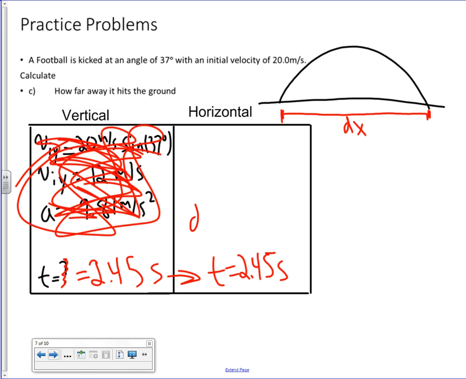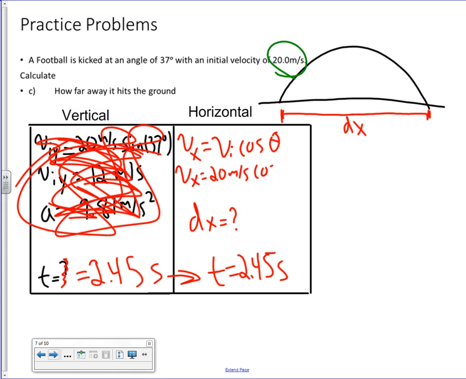Anyways, so t is 2.45 seconds. We are looking for Vx, and we can find it. We know that the initial velocity, the hypotenuse, resultant vector, is 20 meters per second. And we use our equation, Vx equals Vi cosine of theta, and sub in. Then we find Vx to be 16.0 meters per second. Now we just use our handy dandy equation, Vx equals dx over t.